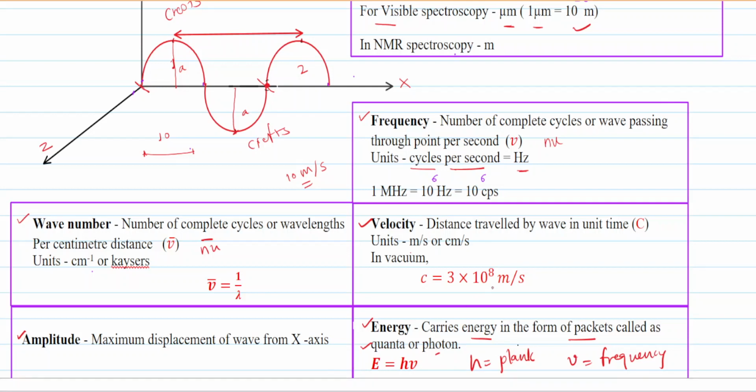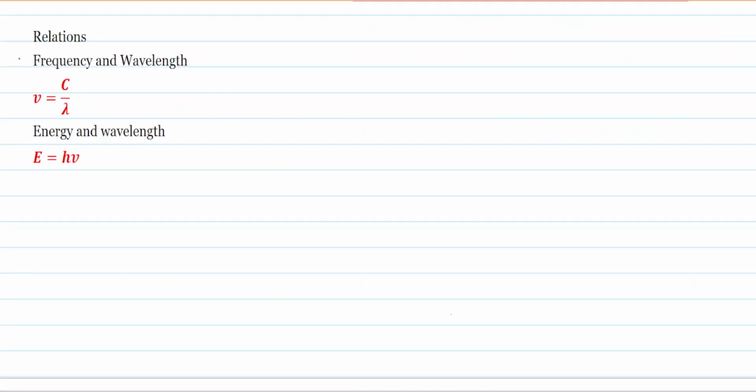Now we will see the relation between wavelength, frequency and energy. The first relation is between frequency and wavelength. Frequency is the velocity divided by the wavelength, so nu is equal to c divided by lambda. We know that c is equal to 3 into 10 raised to 8 meter per second, which is a constant because it is the velocity of light. This indicates frequency is inversely proportional to the wavelength.